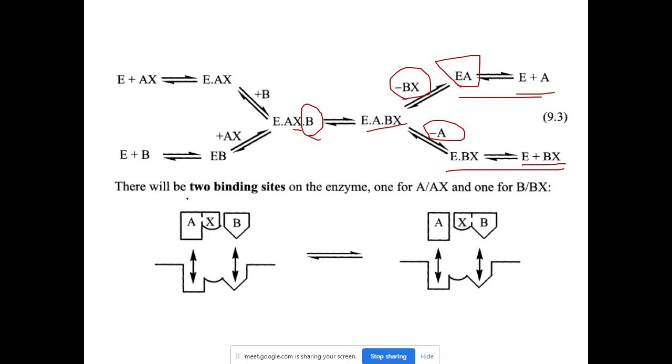So what is important is that there will be two binding sites on the enzyme. One for A and AX, another one for B and BX. So this is what is mentioned here. So you have two binding sites. One binding site is here and the second binding site here. So this is number one and this is number two. Similarly, when it comes here, this is one binding site, another binding site is here. So depending upon where the functional group is attached, corresponding to that binding site, the substrate will go and bind.